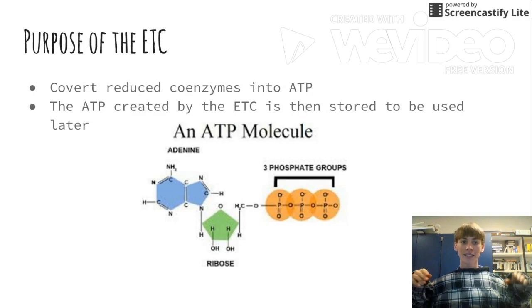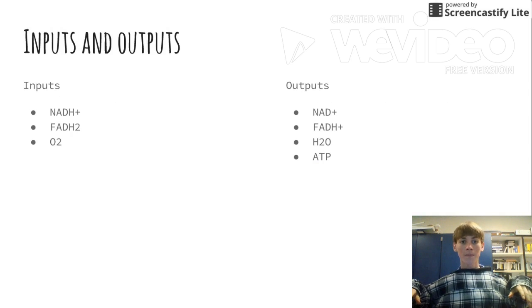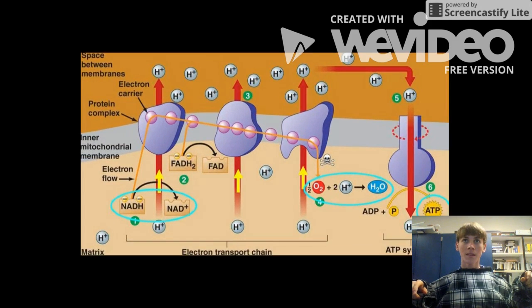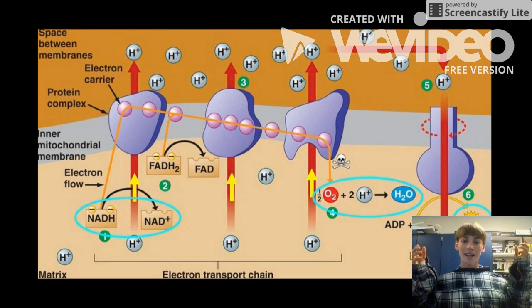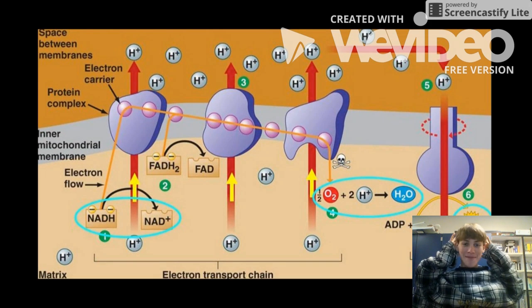The purpose of the ETC is to convert reduced coenzymes into ATP. The ATP created by the electron transport chain is then stored to be later used by the cell. The inputs of the electron transport chain are NADH, FADH2, and O2. The outputs are NAD+, FAD+, H2O, and ATP. Here, you can see the inputs and outputs of the ETC circled in blue.